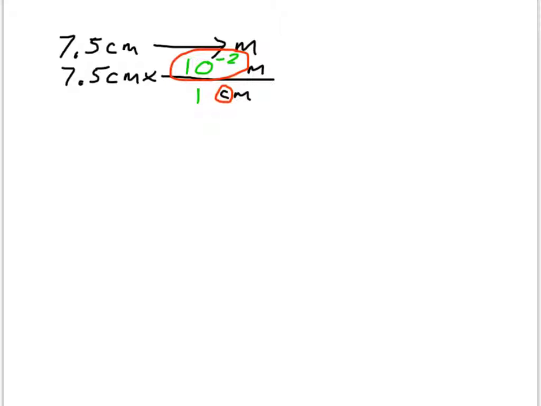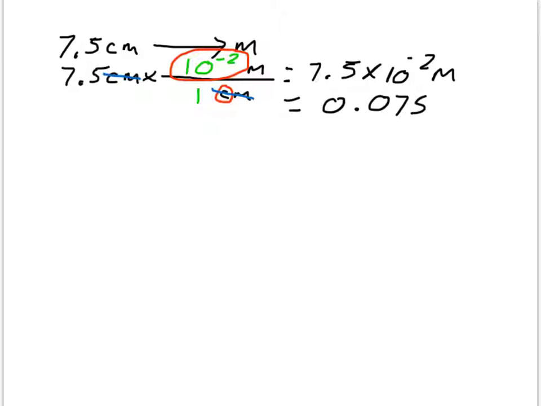Now, you can cancel your centimeters. Let's change colors, because you have centimeters in the numerator and centimeters in the denominator, and then you can write your answer, and whatever's not crossed out is what's left. And so this equals 7.5 times 10 to the negative 2 meters, or you can leave it like that, or it's 0.075 meters. Again, it's the format that I'm interested in, not so much whether you can do it in your head. Can you follow this format?